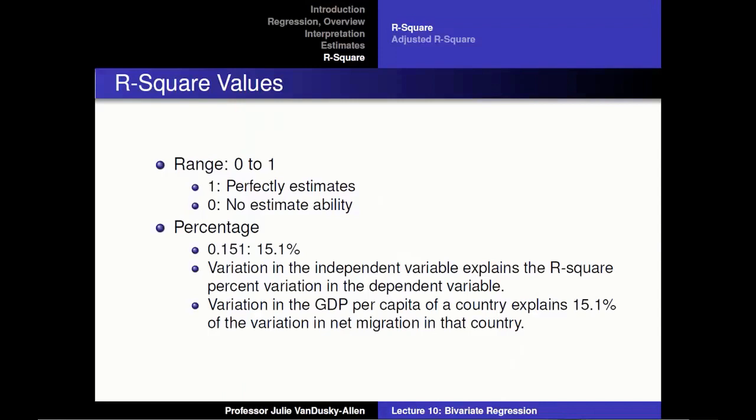An R-square ranges from 0 to 1. Values close to 1 indicate that the independent variable estimates the dependent variable well. Values close to 0 indicate the independent variable estimates the dependent variable poorly. In our example, the R-squared was 0.151. You move the decimal place over twice and make this value a percentage. Then you state that variations in the independent variable explain the R-square percentage variation in the dependent variable, or in this case, variation in the GDP per capita of a country explains 15.1% of the variation in net migration in that country.